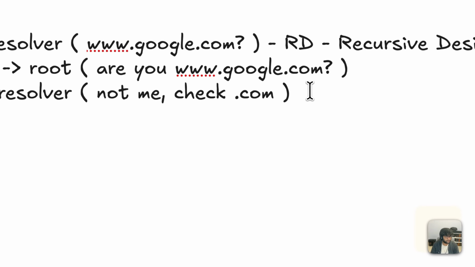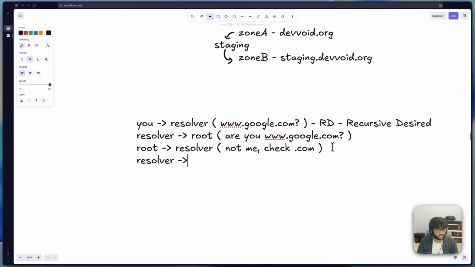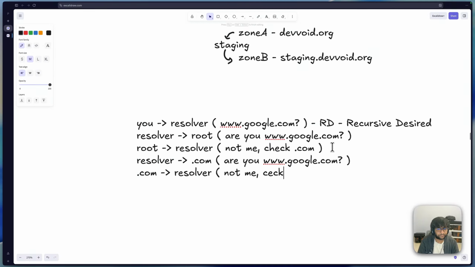And then the resolver from here says, hey, .com, are you www.google.com? And it says, actually, no, I'm not, but I know Google because it's there in my list of addresses. So can you check that out? And it says, I don't know. Sorry, it's not me. Check the ns.google.com. Let's say. Okay.